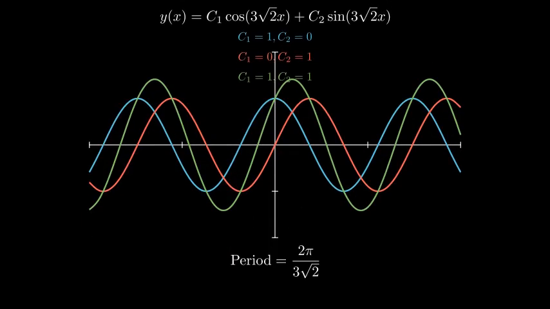Notice how all solutions are periodic, which is characteristic of differential equations with purely imaginary roots. This means the solution represents harmonic motion with a period of 2 pi over 3 root 2.